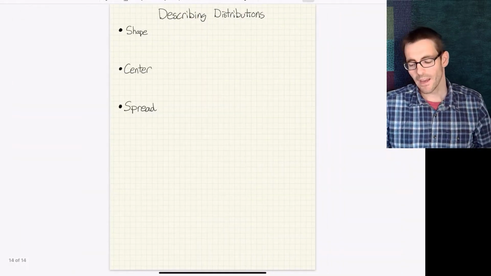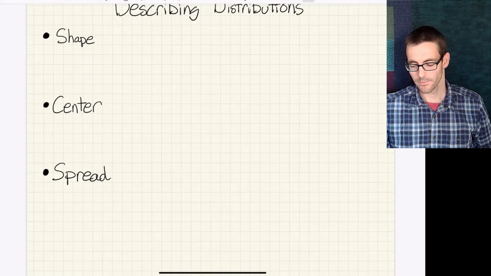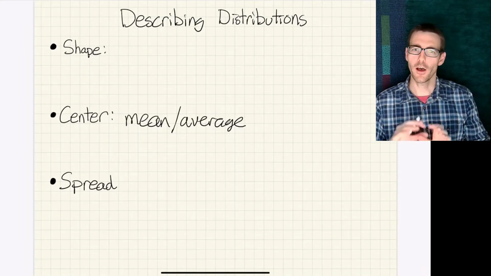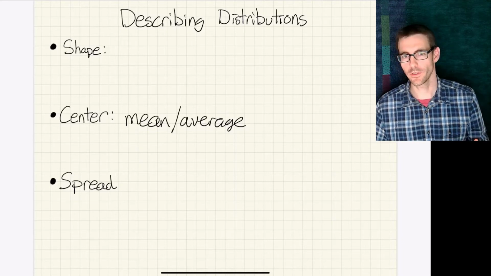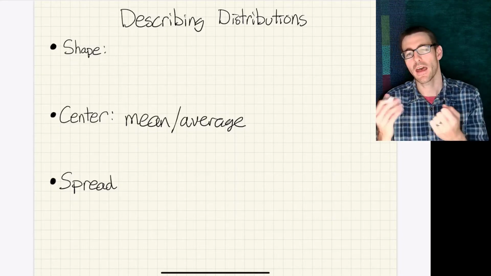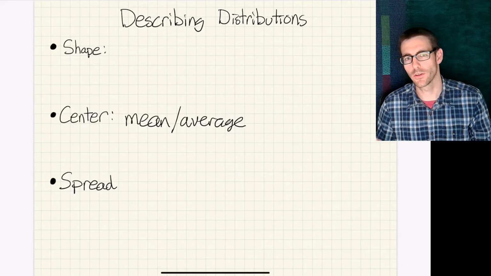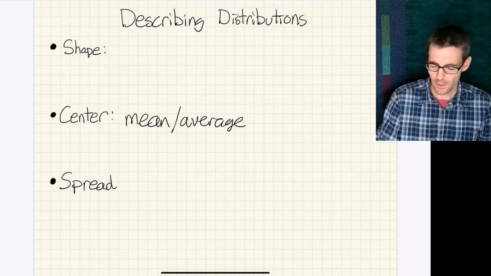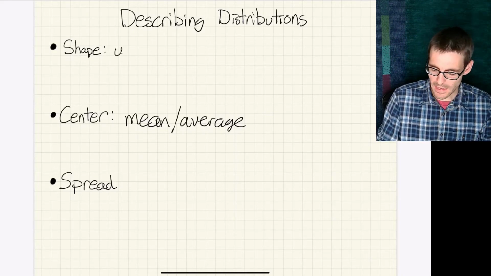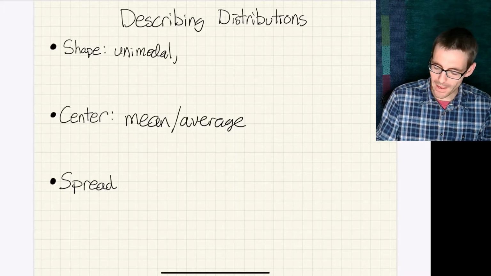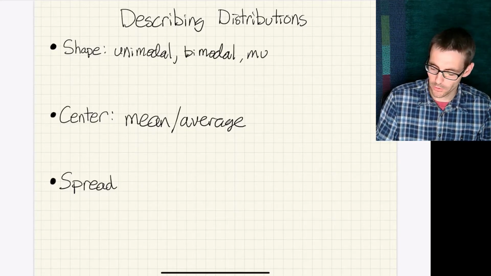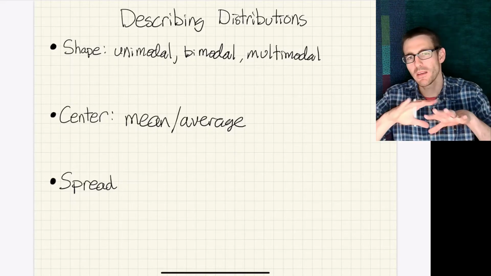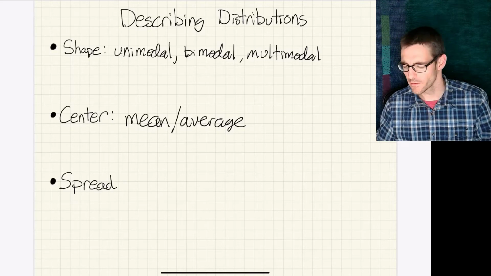Next up is how we can actually describe these distributions. And we're going to start off by talking about the shape of a distribution. And even the shape has a couple different aspects that we're going to focus on, the first of which is the modality. So we're going to say that a distribution is unimodal, bimodal, or even multimodal, depending on how many peaks the graph of it has.